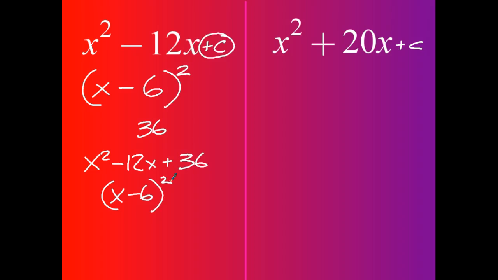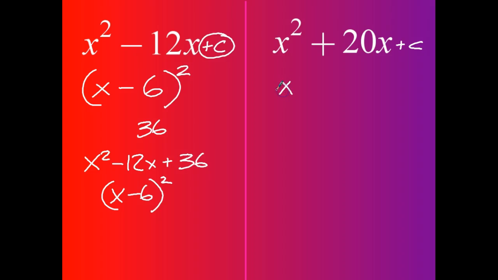Okay, now if you didn't have a chance to try the second one, go ahead and try to figure it out. What do you think C is going to be over there? All right, what did you get for the value of C? Hopefully you got 100. Okay, so how did I get that?